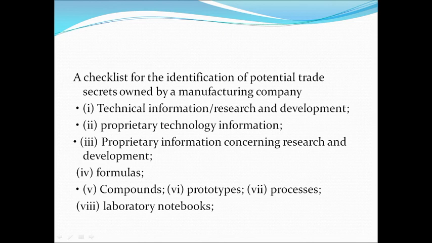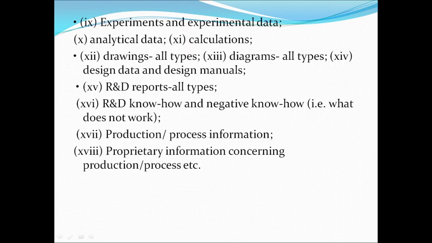A checklist for identification of potential trade secrets for a manufacturing company owner. Technical information or research and development, proprietary technology information, proprietary information concerning research and development, formulas, compounds, prototypes, processes, laboratory notebooks, all this comes under it. Experiments and experimental data, analytical data, calculations, drawings of all information, R&D reports, especially R&D reports, because they are more important.